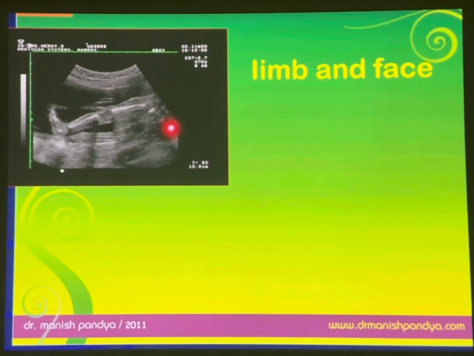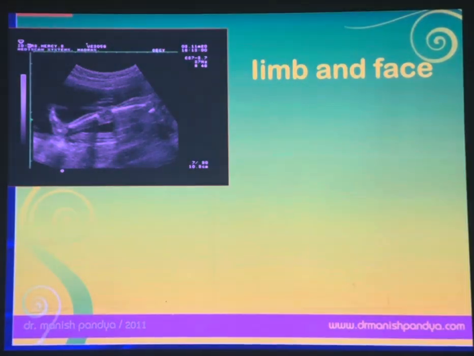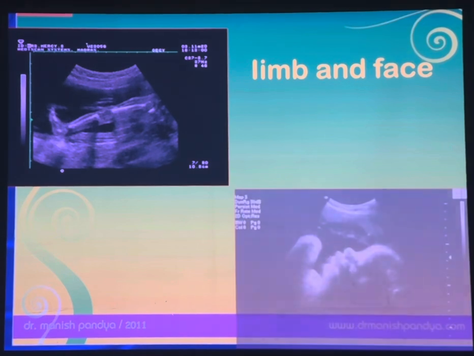In the lower limb, you have to see the femur, you have to see the tibia fibula, and we have to see the foot. And this foot usually lies at 90 degrees. You can see. So with this angle, you know that there is no talipes equinovarus. There is no deformity in the lower limb.